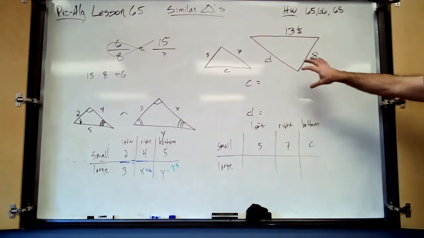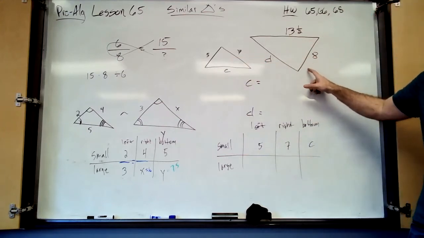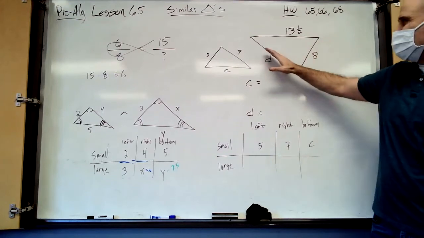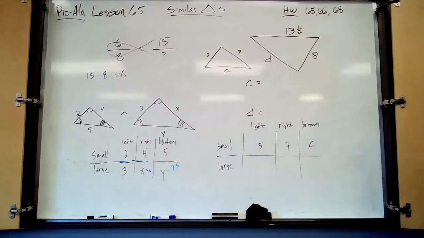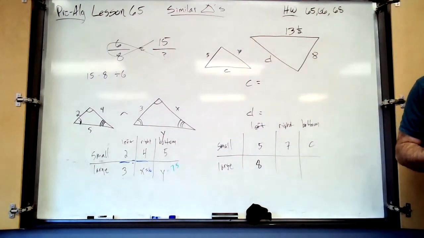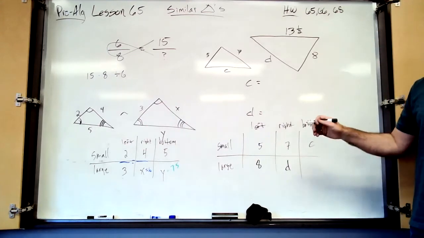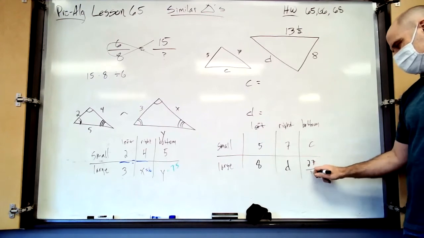So this side goes with this side, right? If you can see that this is the shortest side, the medium side, and the longest side, and you flip it, then they look the same. That's why you have to match them up correctly. So this is 8. Now what's the right side of the big triangle? D. And instead of 13 and a half, I'm going to say 27 halves.